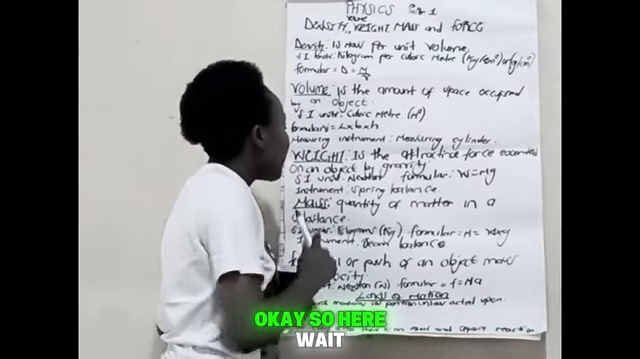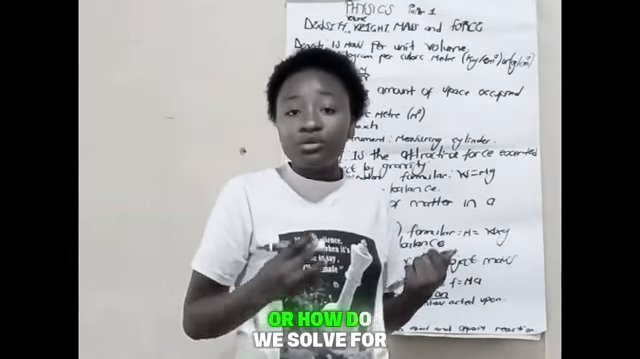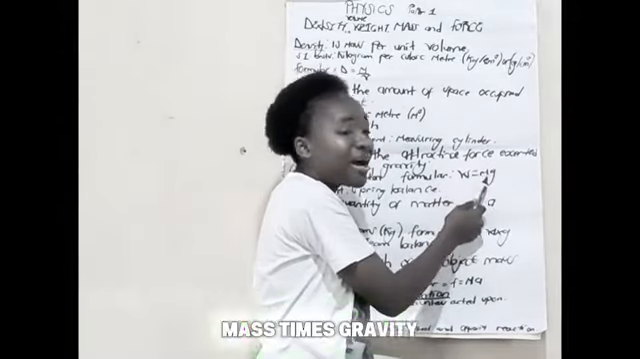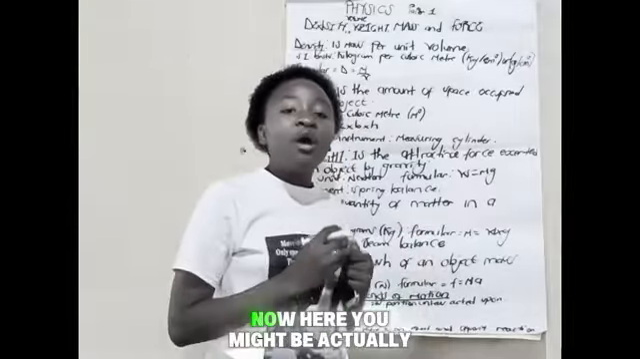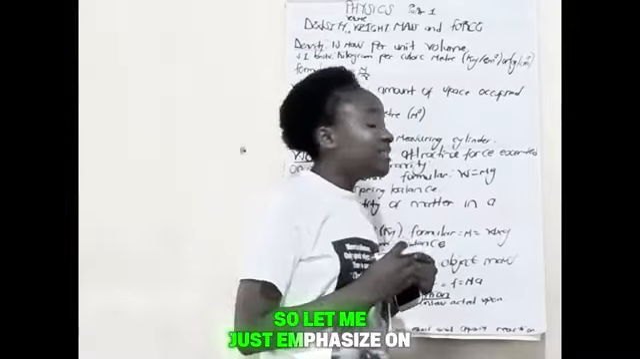Here for weight we also have the formula. How do we derive weight, or how do we solve for weight? To find weight, you say weight is equal to mass times gravity. Now here you might be tempted to make a mistake, so let me just emphasize something here.